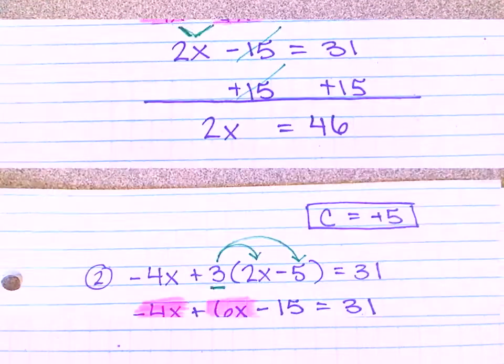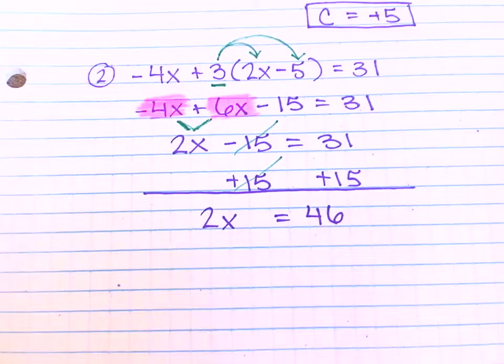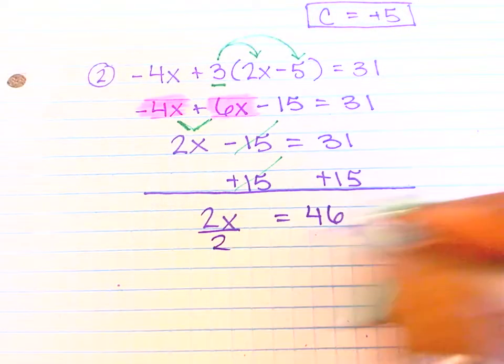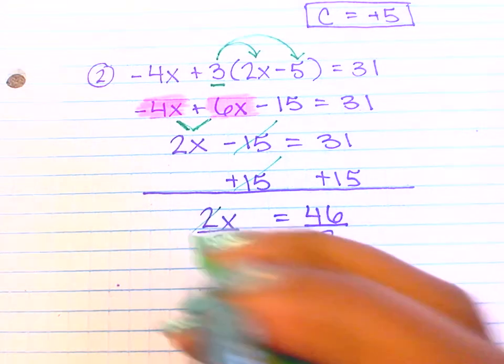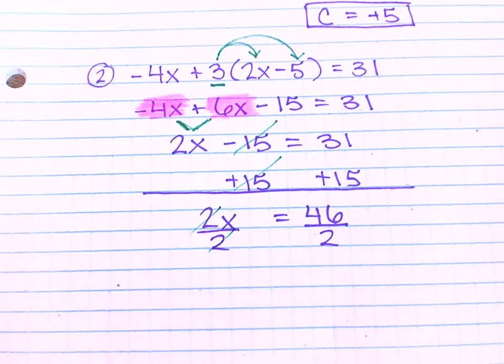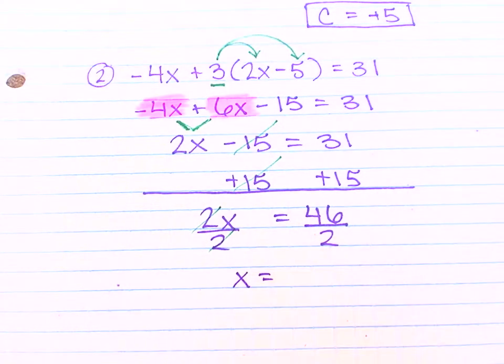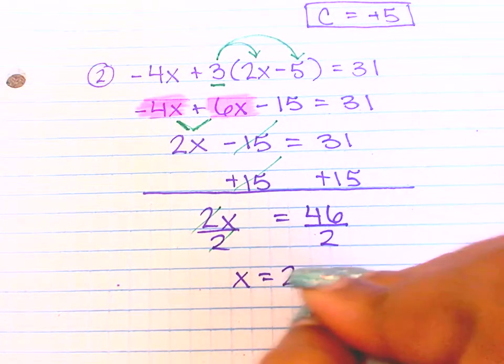Okay, now I need to get x by itself, so I'm going to divide by 2 on both sides. Divided by 2, divided by 2. My 2's now cancel. X equals 46 divided by 2, which is 23.